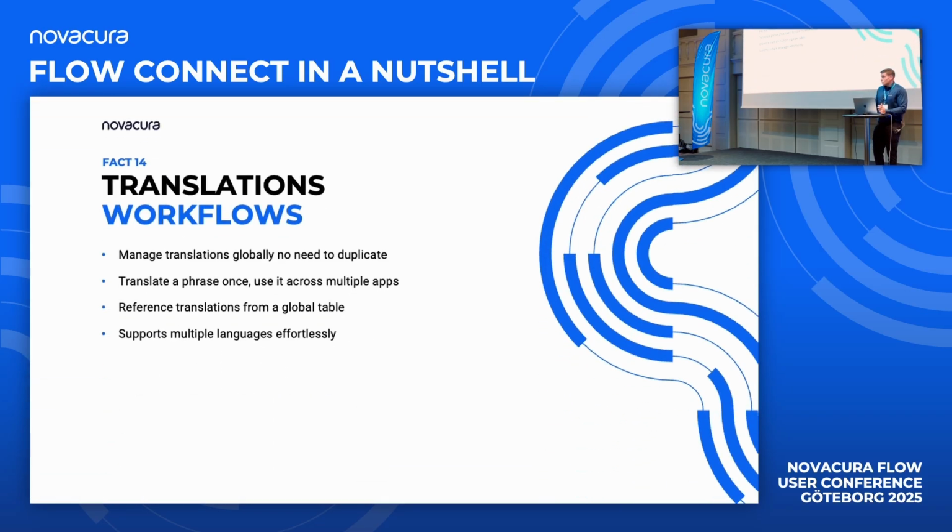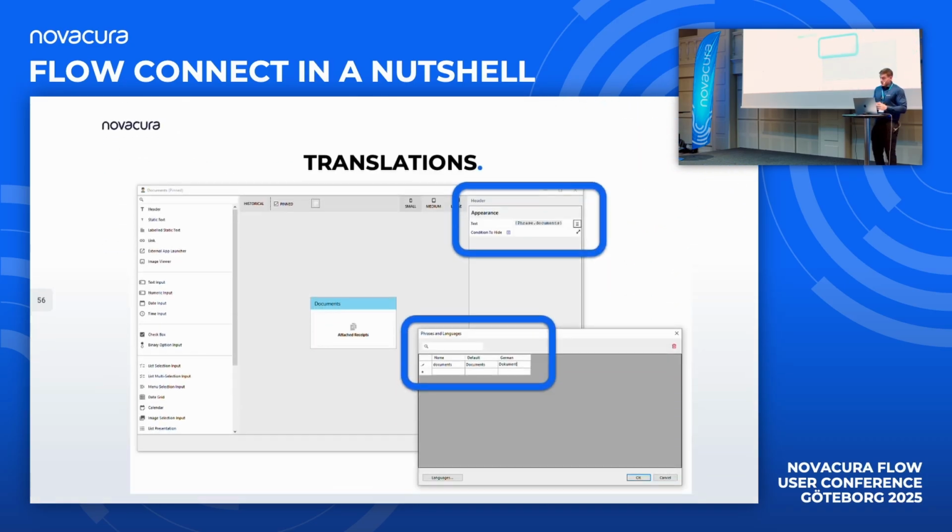Now, we've also built translations, and we've made some changes to translations from Flow Classic to Flow Connect. We'll talk a little bit more about this today, but the way this looks is that there is a new translation concept called the phrase book. The phrase book is a central location where you will handle translations. No longer do you have to translate the same phrase over and over again inside the system.